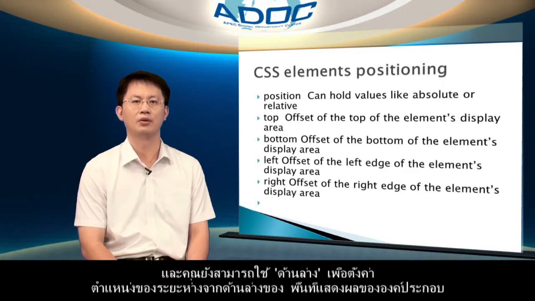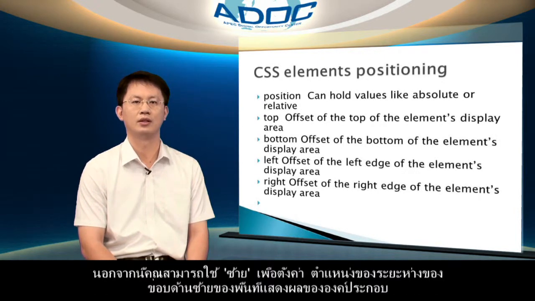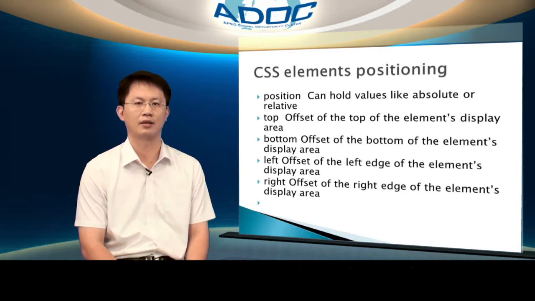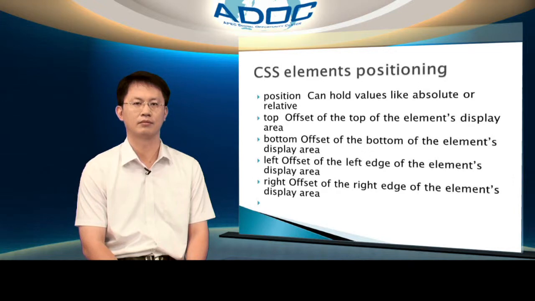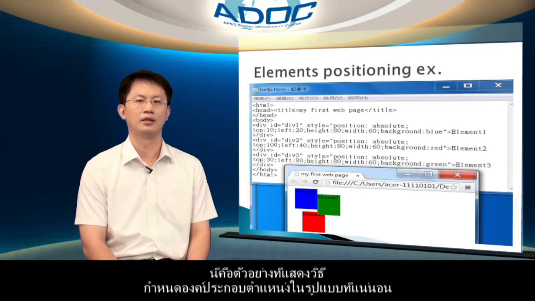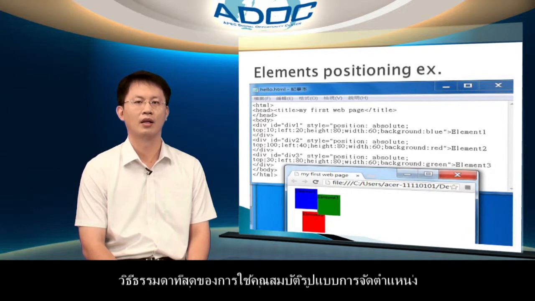Also, you can use bottom to set the offset of the bottom of the element's display area. Moreover, you can use left to set the offset of the left edge of the element's display area, and right to set the offset of the right edge of the element's display area. This is an example that shows how to position elements in absolute terms. The most common way of using the position style property.